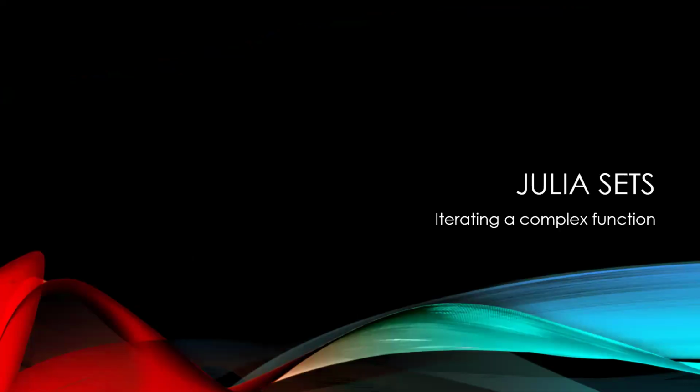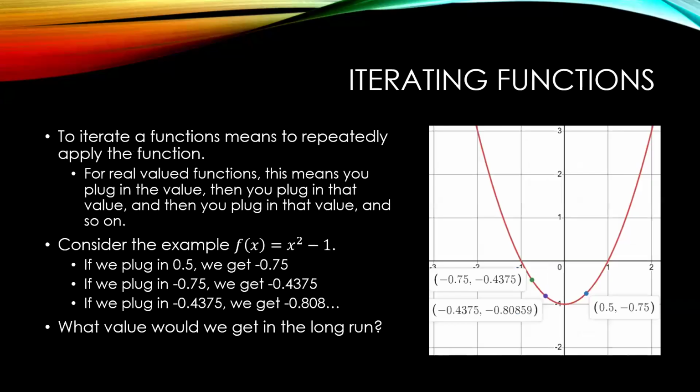Well, this idea of squaring complex values was something Julia was very interested in. And so to begin with, let's talk about what it means to iterate a function. And so to iterate means to repeatedly apply a function. For real valued functions, it's not that hard. And so let's consider the function x squared minus 1.